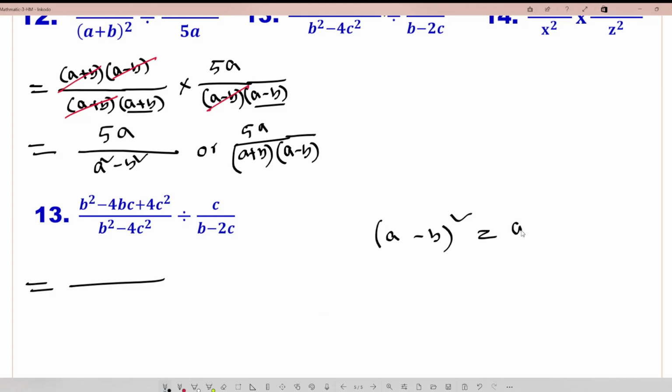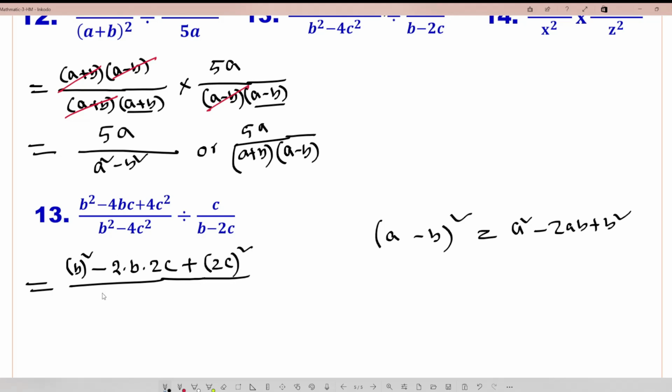This one we can write as a square minus 2ab plus b square. Similarly here is b square, we can write b square, and minus 2ab, where 2 is a 2, a means b, and then c. Look, we need again 2c. So 2 into 2 means 4, and b into c means bc, plus (2c) whole square.